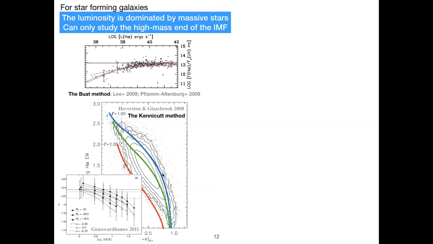A similar method is called the Boat method, which is to look at the H alpha luminosity and compare it with the ultraviolet luminosity. Here you also have a kind of color magnitude diagram. From these two dimensions, it is possible to give you a constraint on the IMF as a function of the star formation rate of the galaxy.